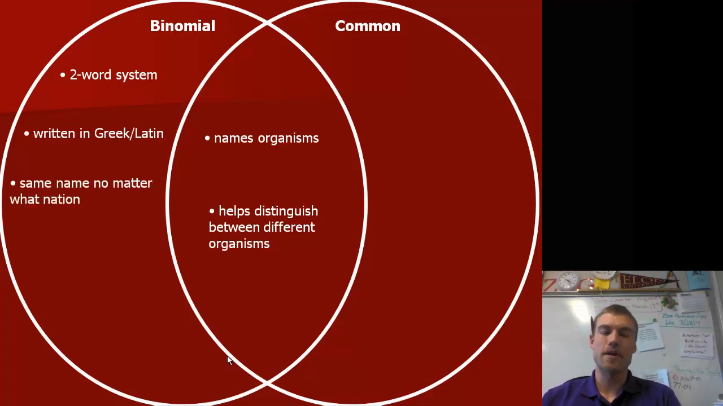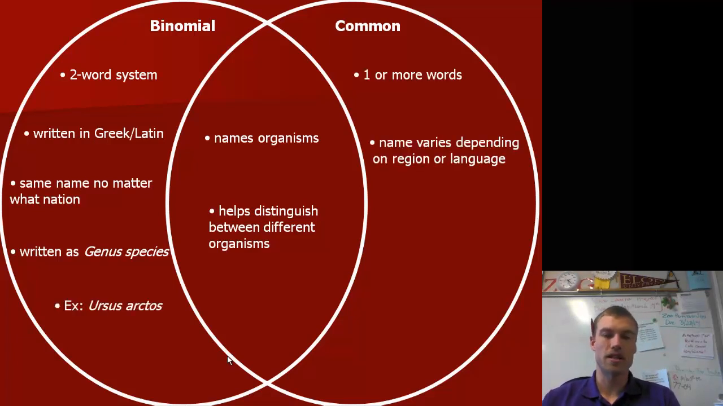It's the same name no matter what nation, so you can go anywhere in the world, and as long as you are using your binomial nomenclature with a scientist, now most laypeople are not going to know, but for a scientist, they're going to know what you're talking about. So if we go over to Mongolia and we start talking about Homo sapiens, they're going to understand what that means. Again, it's genus, species, uppercase for the genus, lowercase for the species, italicized. There's your example, Ursus arctos.